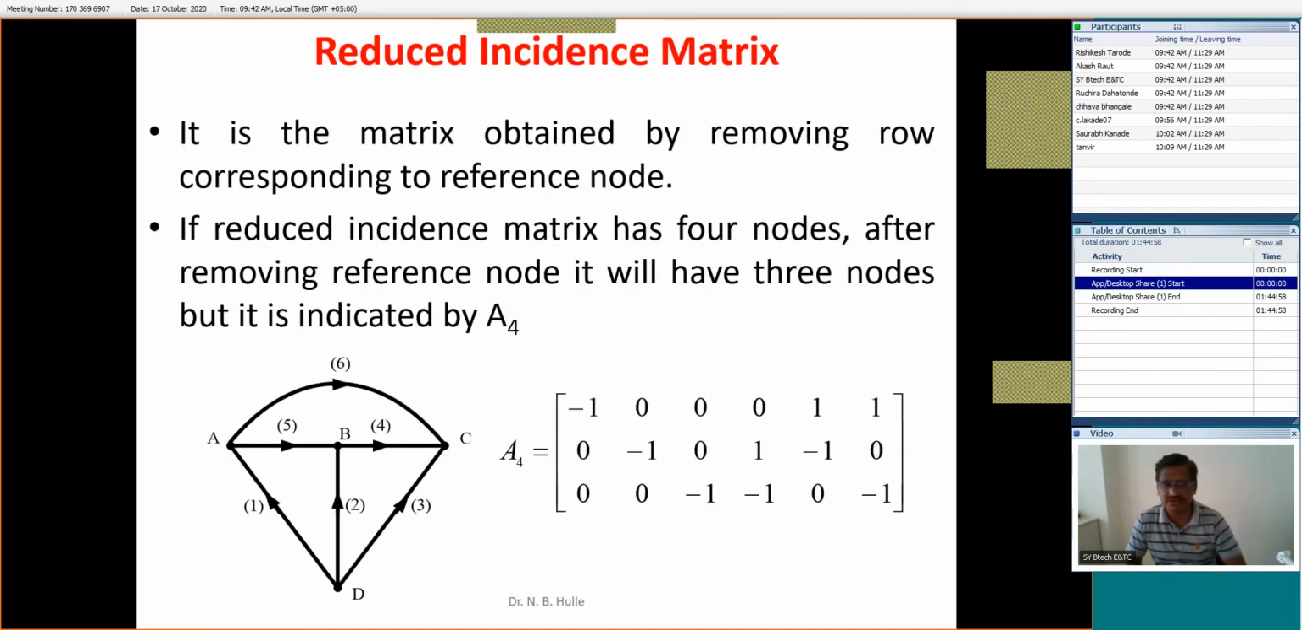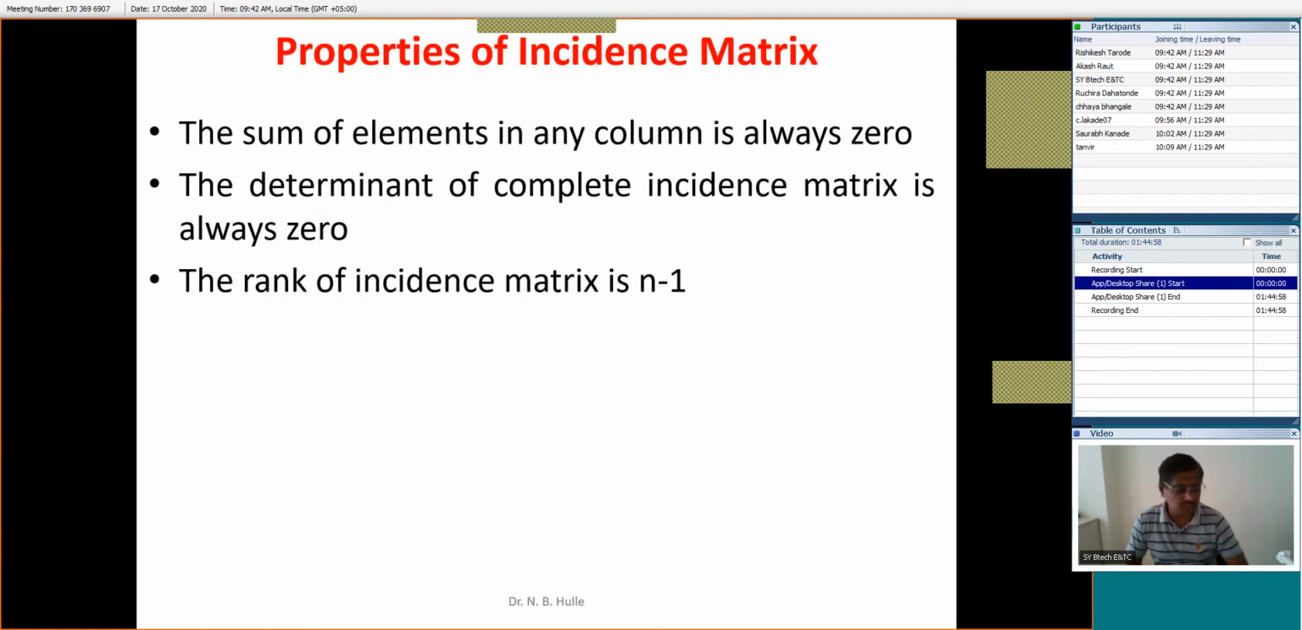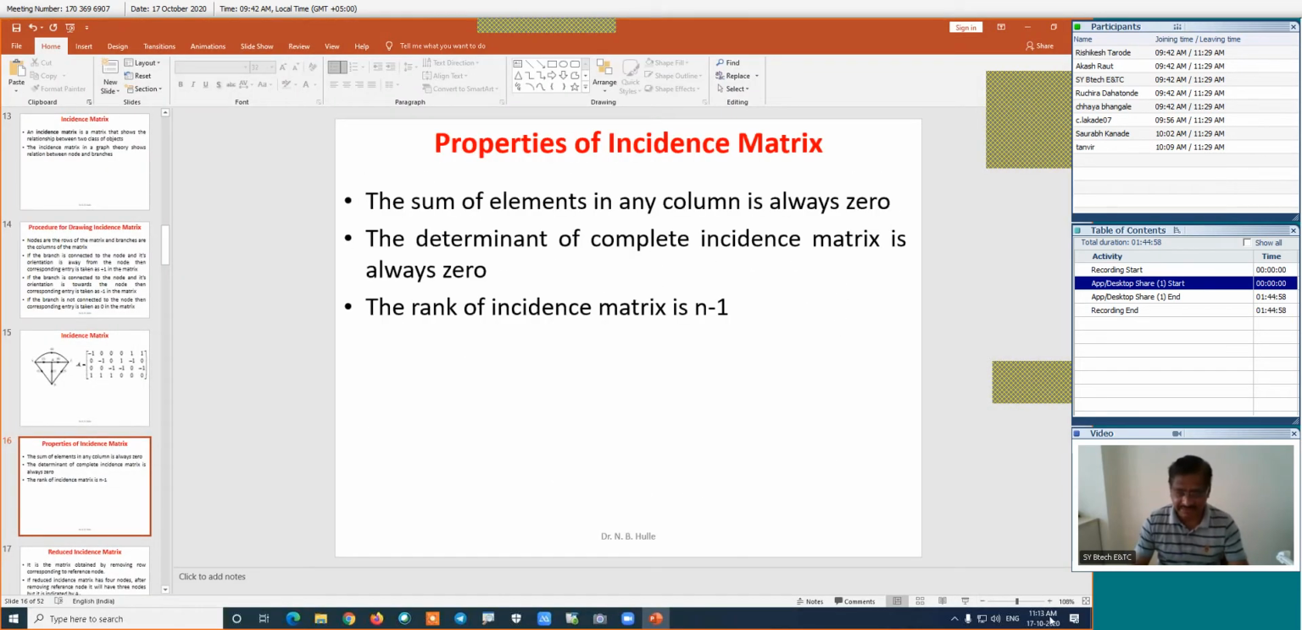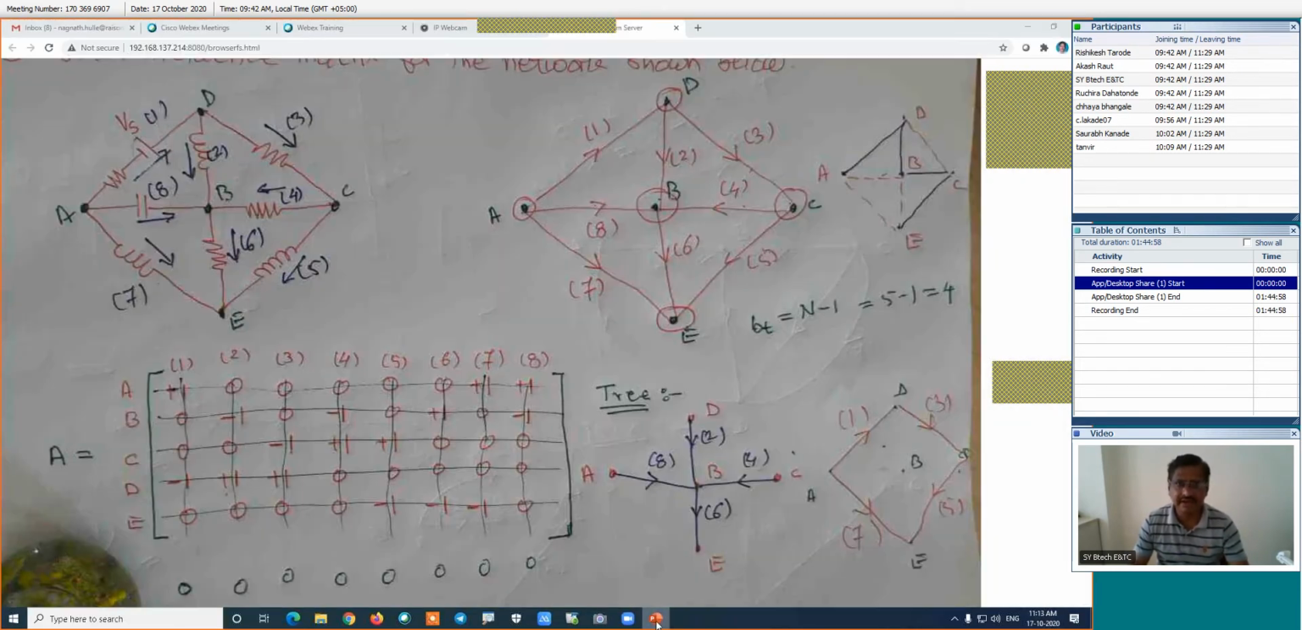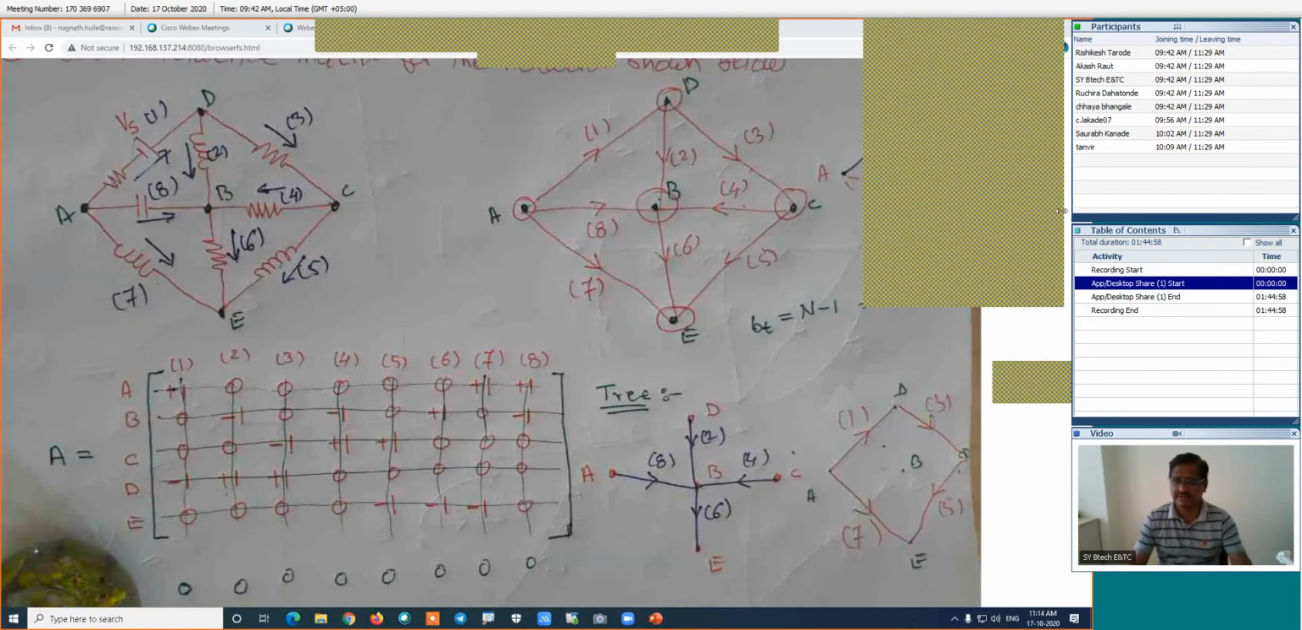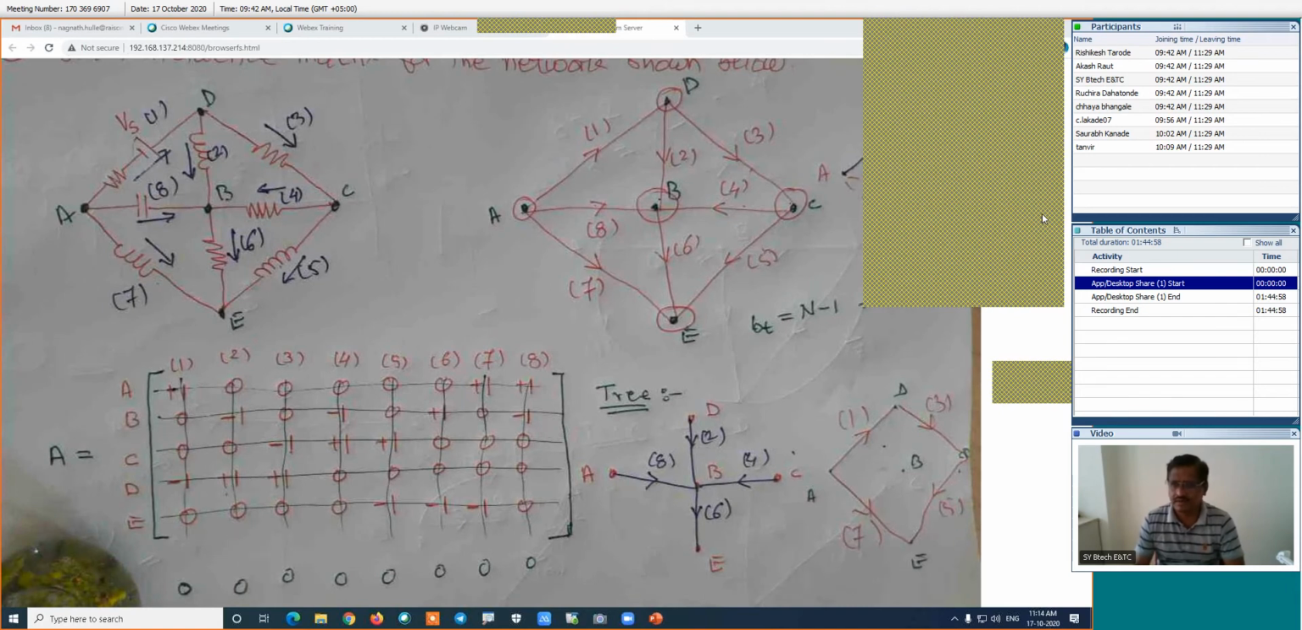Now I will discuss the reduced incidence matrix. But before going to the reduced incidence matrix, I'm expecting some feedback from your side. I will come back to you. Yes, one by one. Akash. Yes. Akash, are you there?